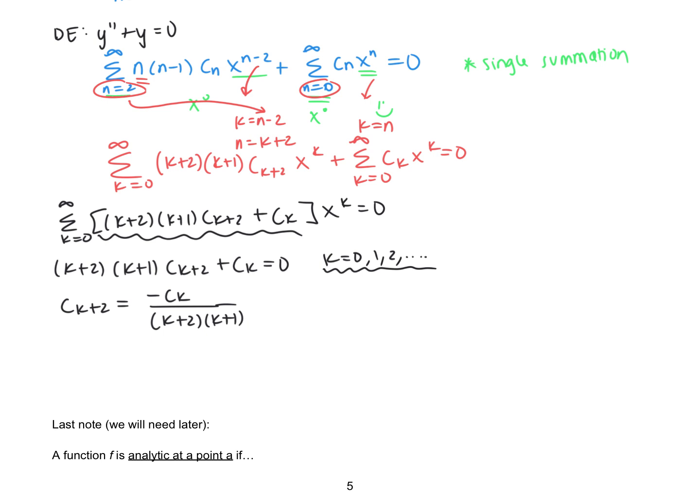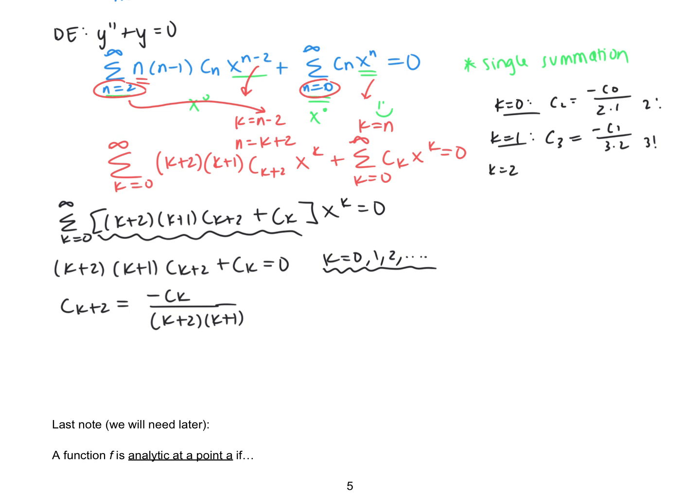So I'm giving myself a lot of room, but if I start with k equals 0, what that gives me then is that c2 is equal to negative c0 over 2 times 1. And I'm just going to leave it as 2 times 1 to see if I can come up with a pattern moving on. If I substitute in k equals 1, I'm going to get c3 is equal to negative c1 over 3 times 2. So if we notice, this is 2 factorial, 3 factorial.